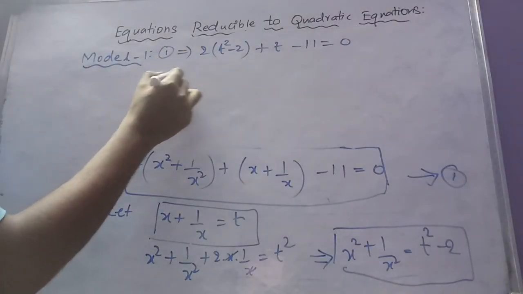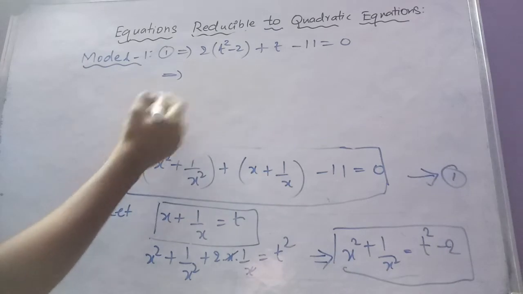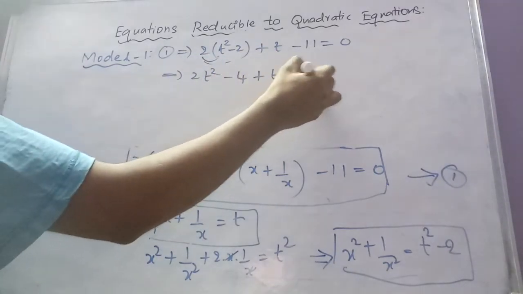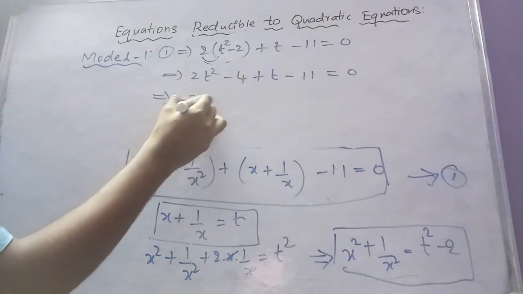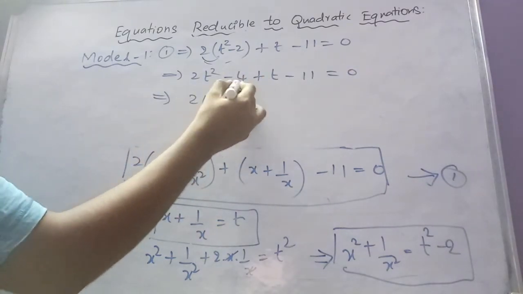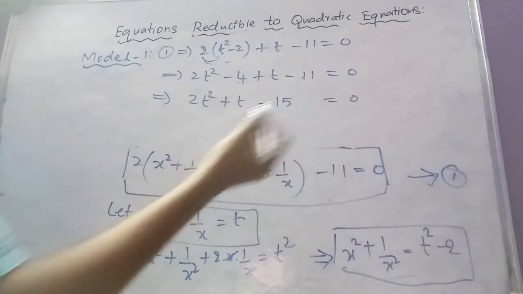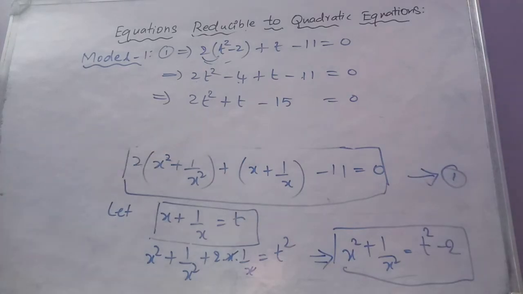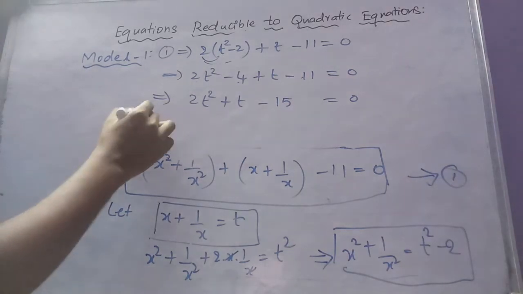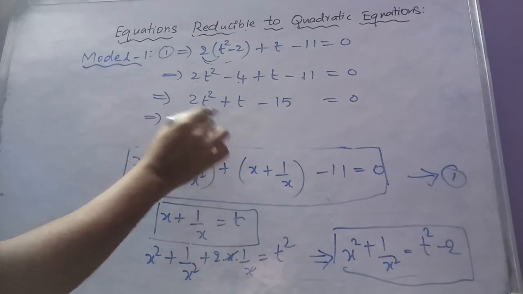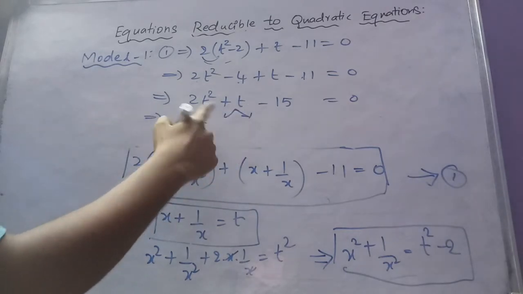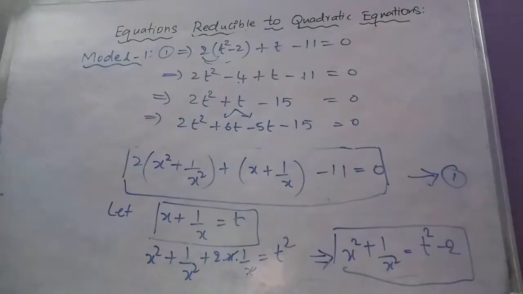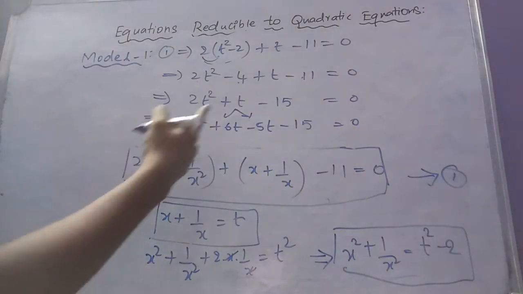So expanded, here you have got a quadratic equation in terms of t. So 2t square minus 4 plus t minus 11 equal to 0, which means 2t square plus t minus 15 equal to 0. And all of us know how to factorize this quadratic equation, right? By splitting the middle term. So 2t square as it is, this can be written as 6t minus 5t. So I hope you already know how to factorize this.